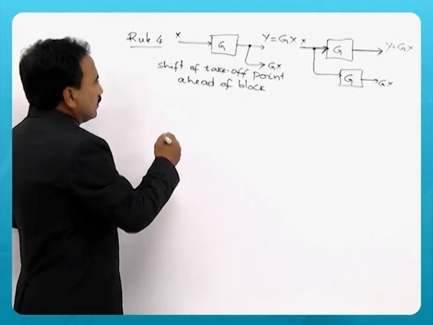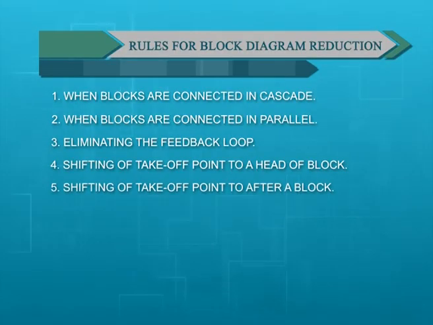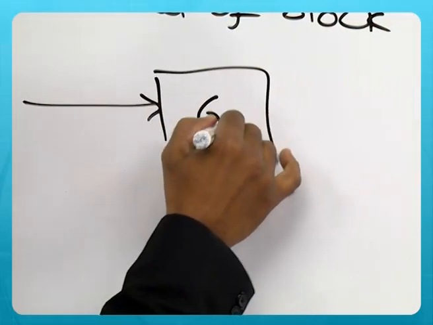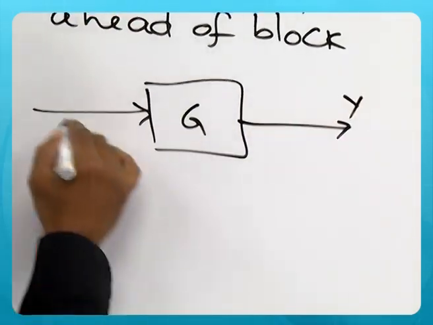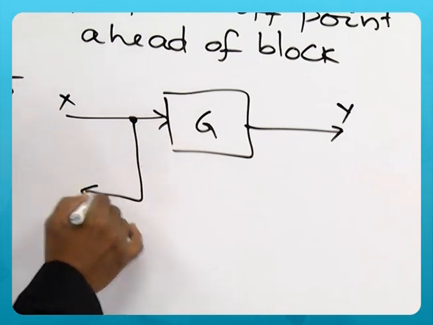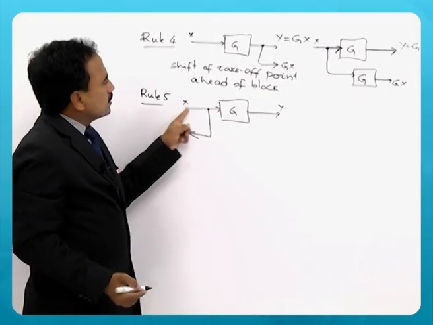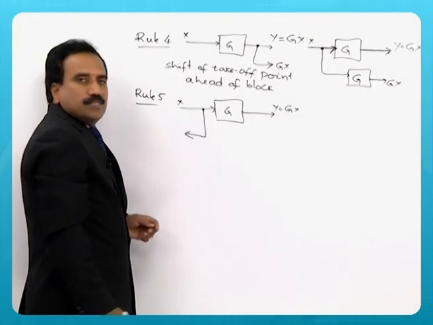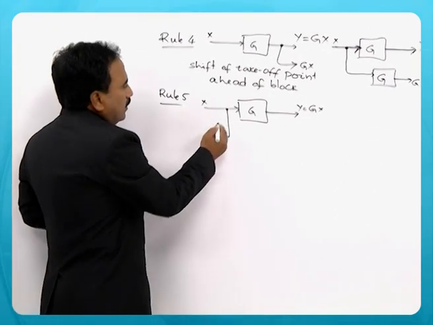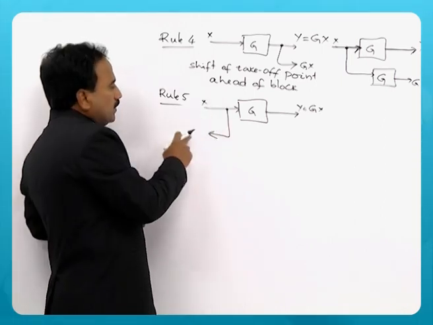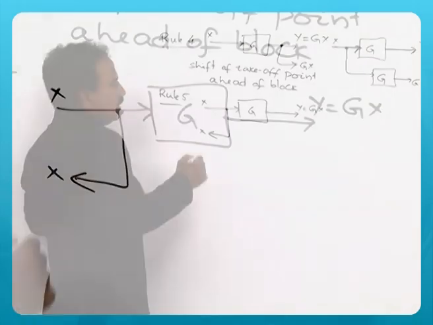Now let us see in another way, rule 5. Just the reverse of this. Assume a similar system, Y, X and G. Originally the takeoff point is here. So the signal X is given to G, and Y is the signal obtained here, it is equal to Gx, G times X. Now this is the takeoff point. The meaning of takeoff point: the same signal taken to some other location. So the output here is X.